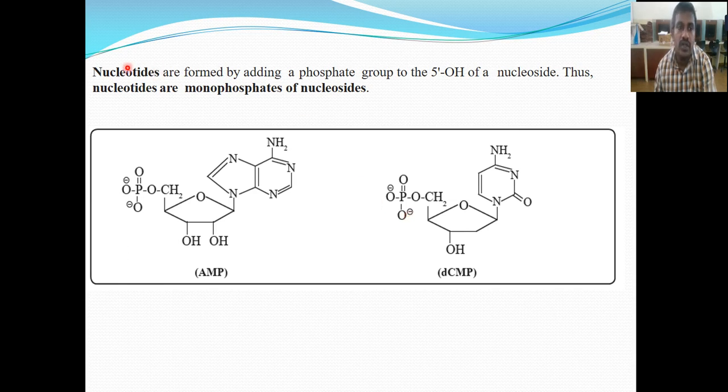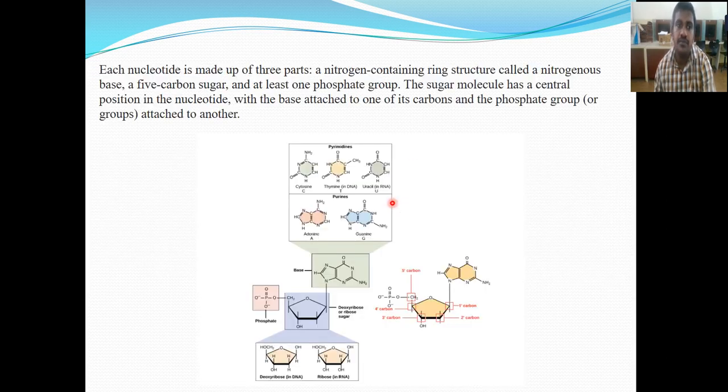Then nucleotides. Nucleotides are formed by adding a phosphate group at the 5 prime hydroxyl of the nucleoside, and thus nucleotides are monophosphate nucleotides. You can see here. Each nucleotide is made up of 3 parts. We saw that. Which ones?